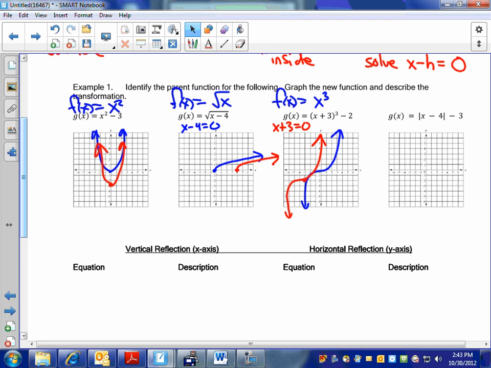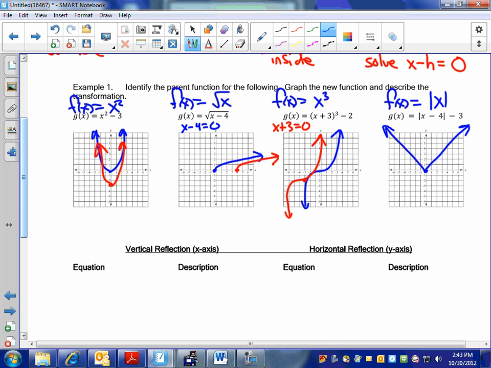Next one, what's the parent function? Absolute value of x, what does that look like? A v. A very wide v. If you drew that in kindergarten, you might get sent back to preschool. Okay, so I have 2 transformations here, what happens? Down 3, right 4. Right 4, down 3.